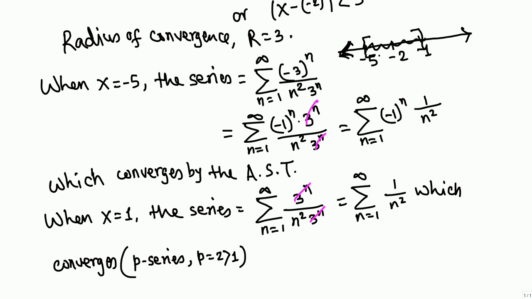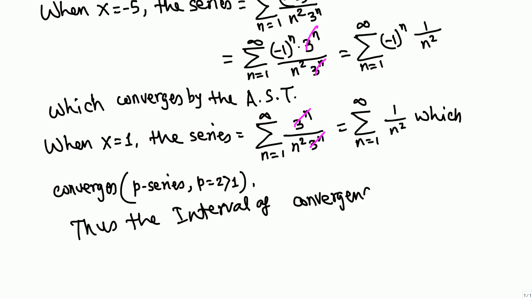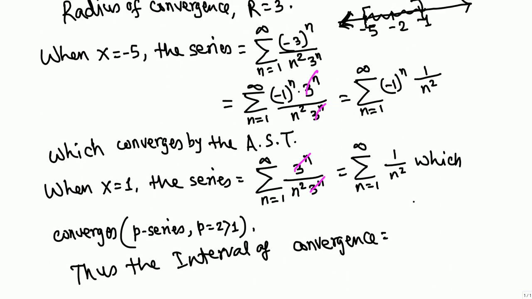So the power series converges for all values from negative 5 to 1, including both endpoints. Oh, I made a mistake in what I said; the endpoints are negative 5 and 1. My bad. Thus the interval of convergence is the closed interval from negative 5 all the way to 1, with brackets including both endpoints.